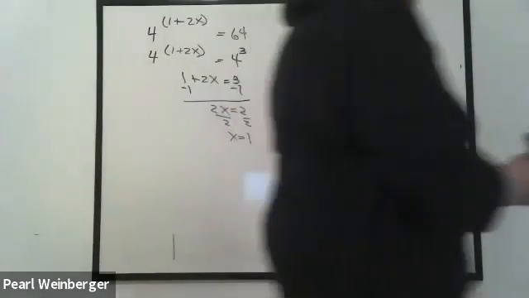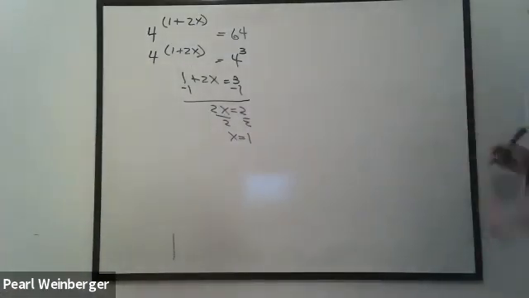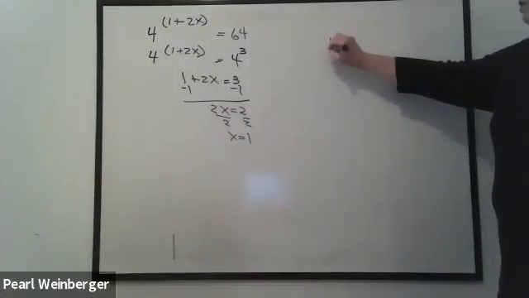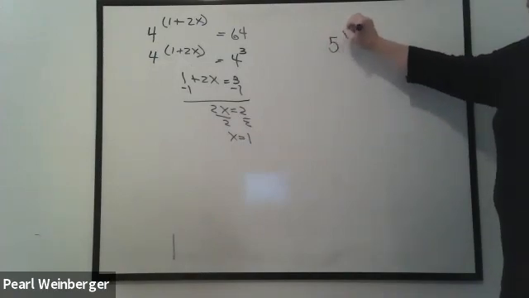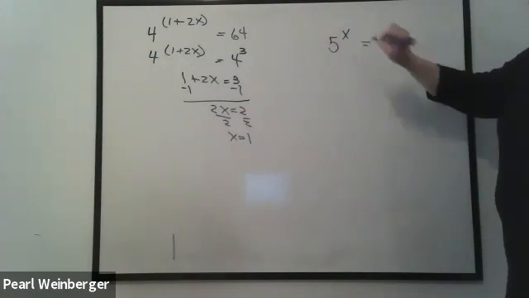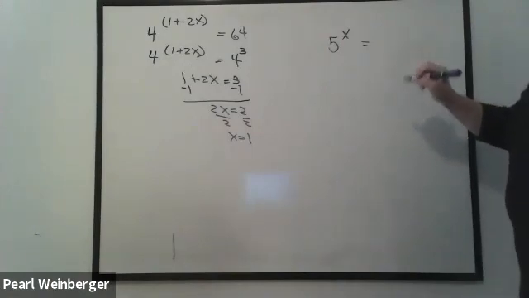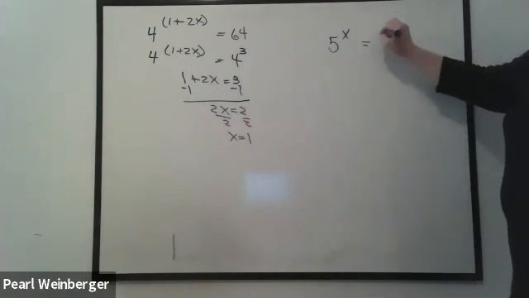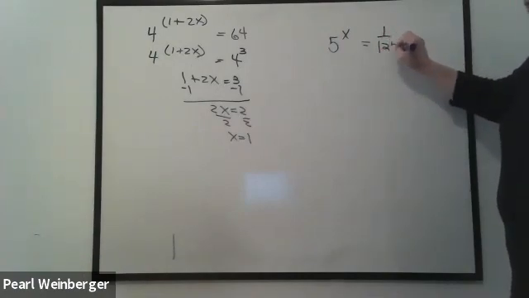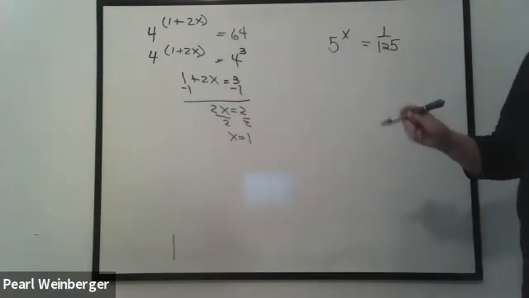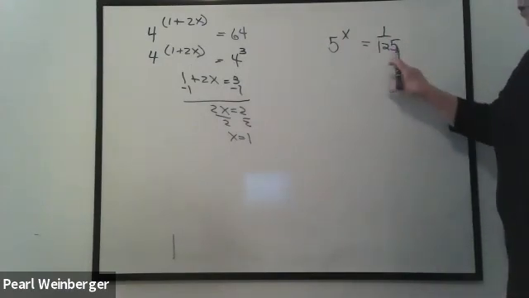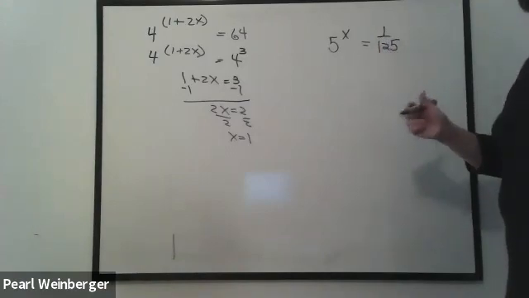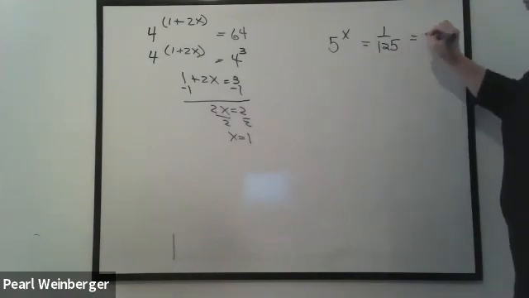But what if I gave you something like this? I'll do a simple one. Suppose I gave you 5 to the x is equal to, well, I'll start with one that's easier, and then I'll do one that's harder. 1 over 125. Okay, if we think about this, we know that 125 is 5 times 5 times 5, which is 5 to the third. So this means 1 over 5 to the third.